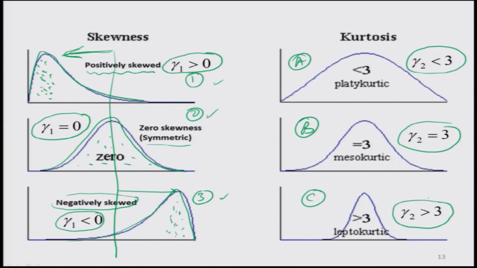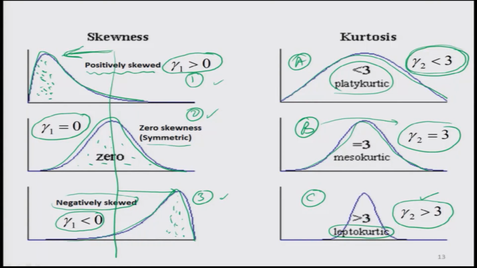Gamma 2 will lie between -3 and +3. So, one choice is that gamma 2 can be equal to 3, as in figure number B. If I am getting gamma 2 equal to 3, that indicates that my curve is mesokurtic. That is, the hump or peakedness of the curve is the same as the peakedness of a normal distribution. And when gamma 2 comes out to be smaller than 3, as in figure number A, then we say that the frequency distribution is platykurtic, like this. And similarly, when the gamma 2 value comes out to be greater than 3, as in figure number C, then we say that my curve is leptokurtic.